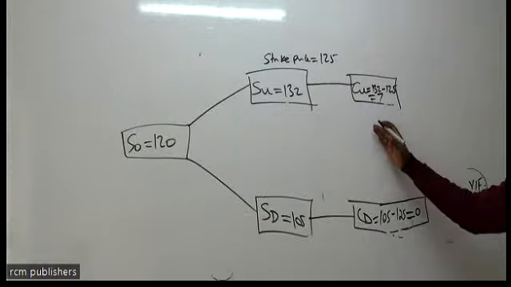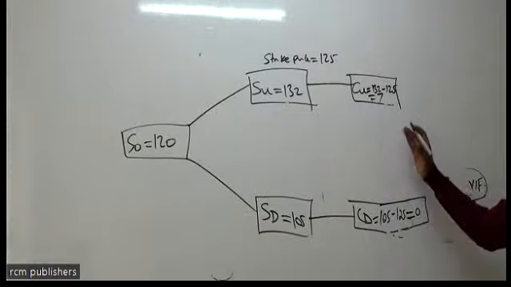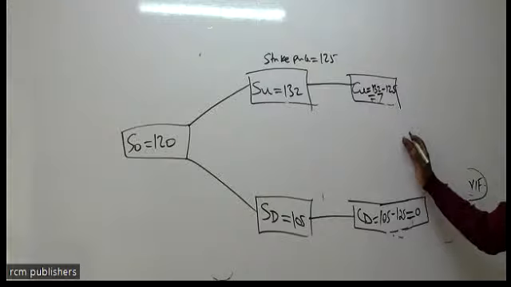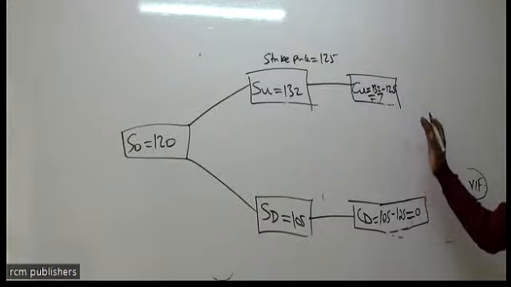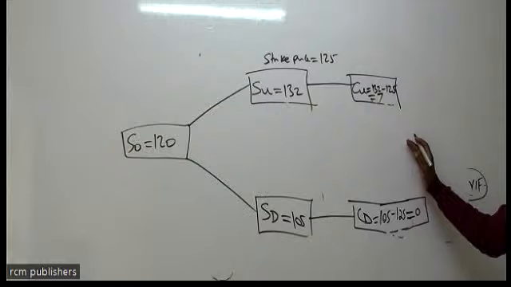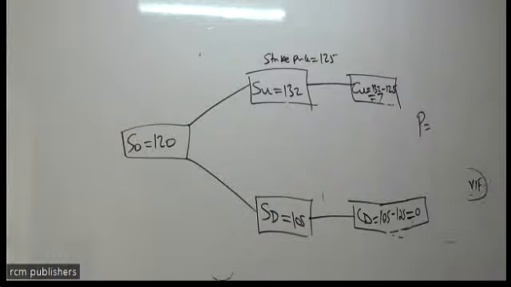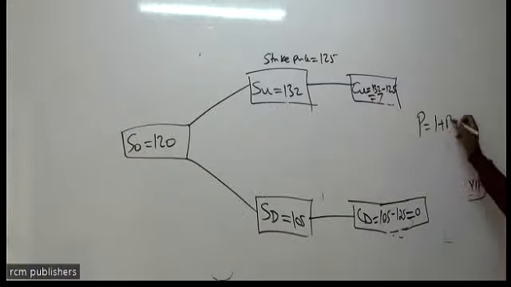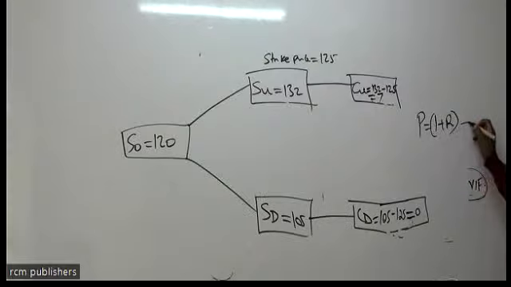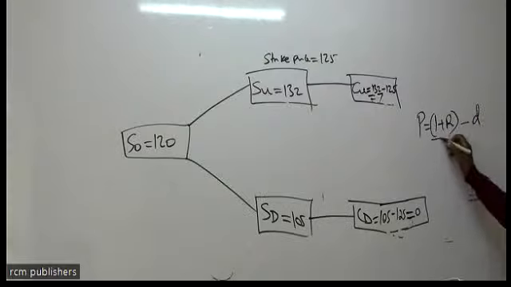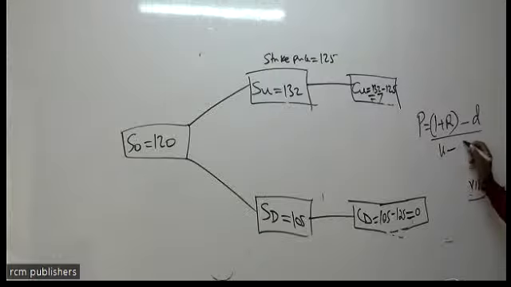Now I know after this, the next thing will be for us to get our probability. So how do we get our probability? The probability here, ladies and gentlemen, my P here will be equal to 1 plus R minus the down, all over U minus the down.